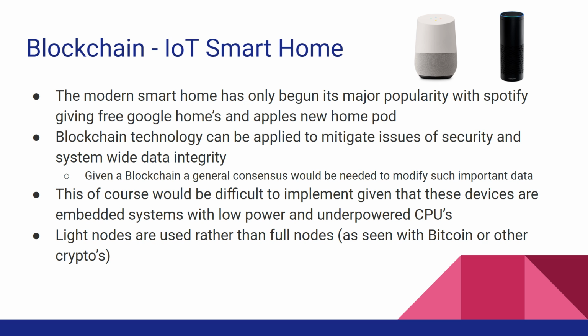The only issue with this is that it's really difficult for these systems to have this technology, because they're embedded systems with very low power consumption and very low CPU power. So that creates the issue of whether they could really implement a blockchain, or copy the whole thing and work with it. But as we've seen within this decade, light nodes are used rather than full nodes with Bitcoin and other cryptos, because you could use your phone for some of these technologies, and it's really interesting.